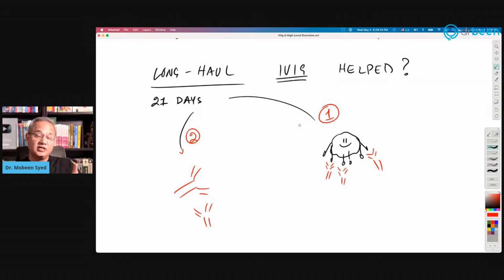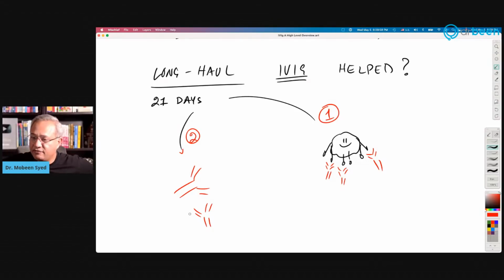Maybe there is actually a persistent virus, although saying that there is a persistent virus, there is no study yet that shows an active persistent virus in a long hauler. But if we assume it for a second, just conjecture that there is an active persistent virus, then giving IVIg would also help clear that virus out. So this is the importance of IVIg.